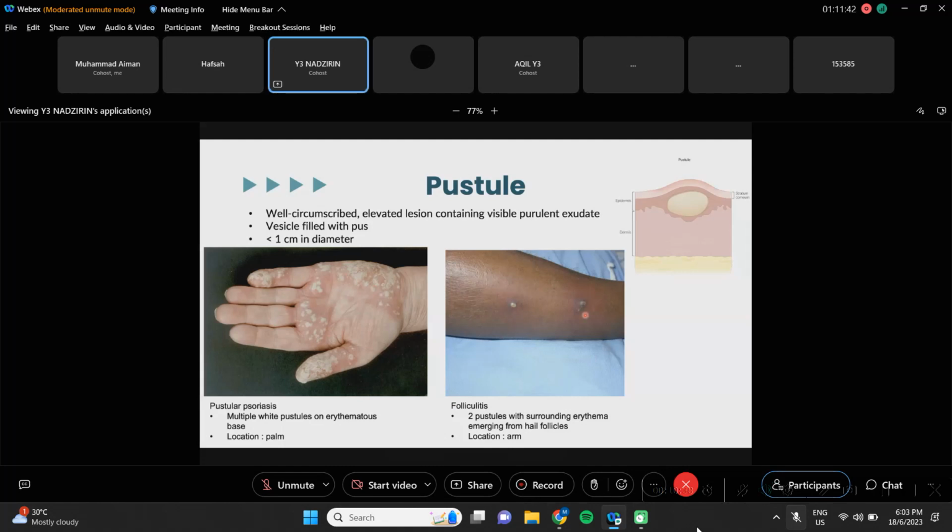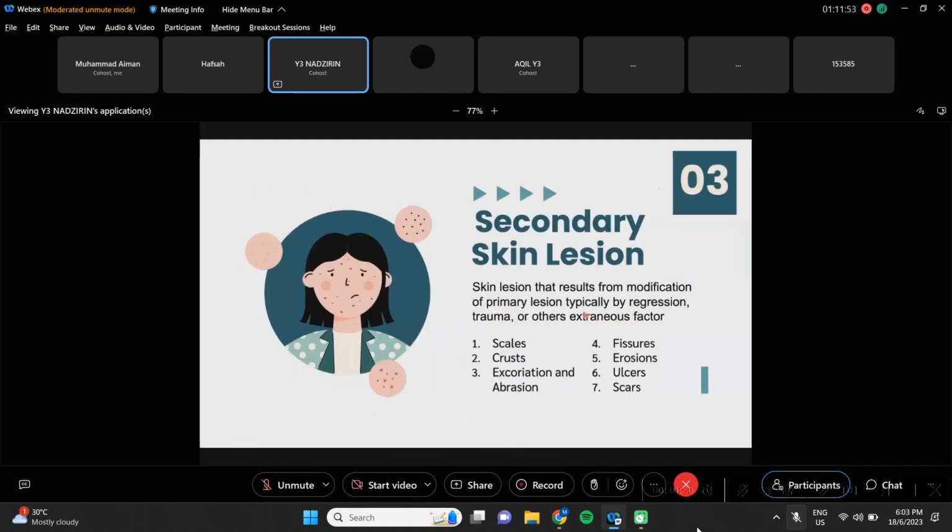So I think that is the primary lesions that I could find from my references. Okay, I will pass on to Aqil for the next topics.